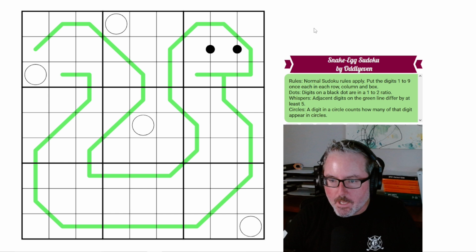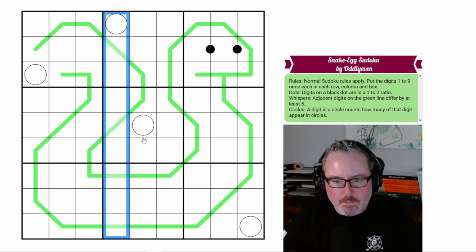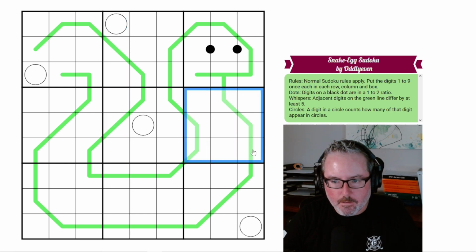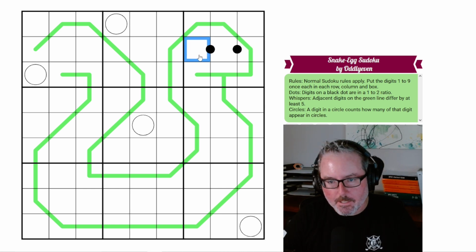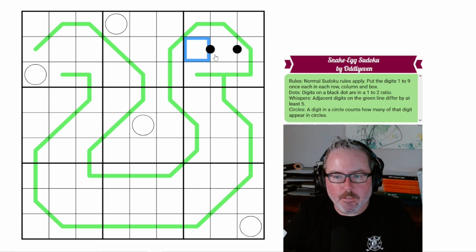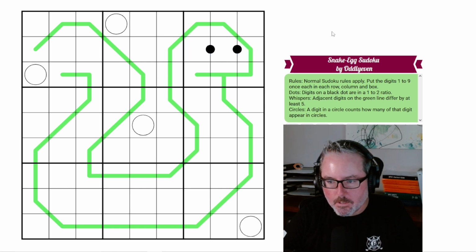So we have normal Sudoku rules apply. So place the digits 1 through 9 once each in every row, every column, and every 3x3 box. We've got dots or Kropki dots, digits on a black dot are in a 1:2 ratio. So we've got 3 black dots here, clearly. These are the eyes of the snake. Whatever this digit is, it's half or double of that other one, and that would continue along the line there.